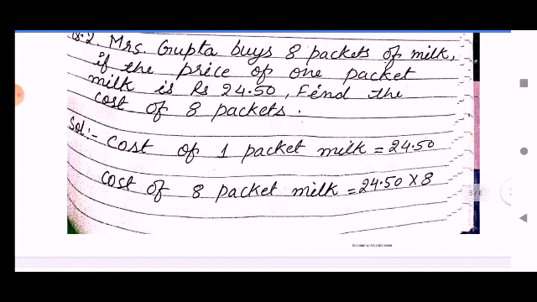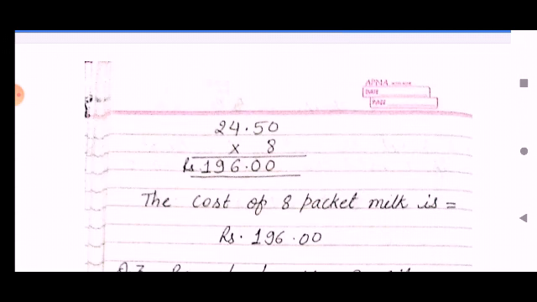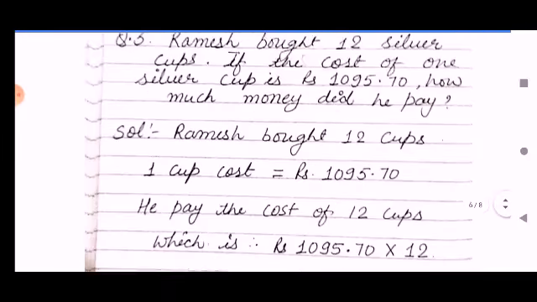तो देखिए जब भी हमको स्मॉलर क्वांटिटीज की वैल्यू दी हो और हमको लार्जर क्वांटिटीज की वैल्यू फाइंड आउट करनी हो तो उस केस में हम लोग मल्टीप्लाई करेंगे. We have to multiply ₹24.50 into 8. So the answer we will get is ₹196. Similarly you have to do all the questions.